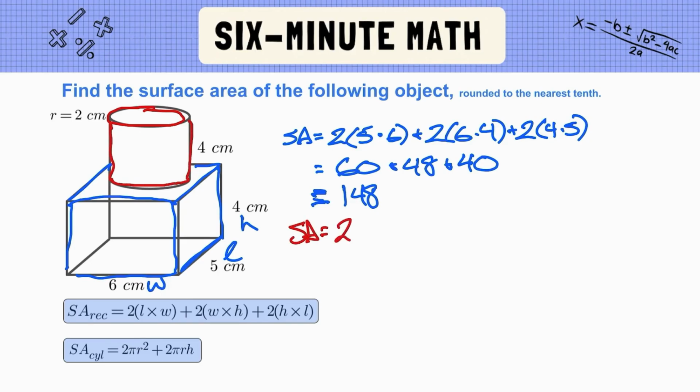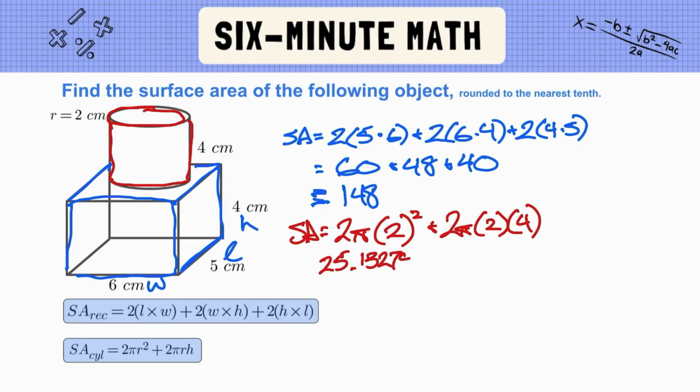So the surface area of my cylinder is 2 times pi times my radius, which is 2 squared, plus 2 times pi times 2 times that height, which is 4. 2 times pi times 2 squared is 25.13274... plus 2 times pi times 2 times 4 is going to be 50.26548. And I would add those together.